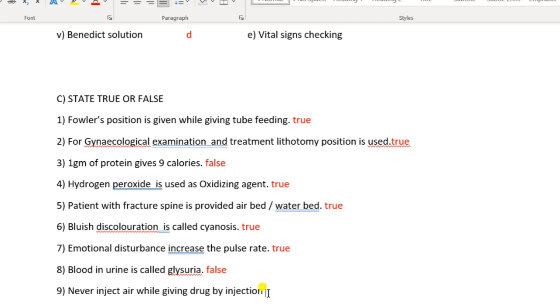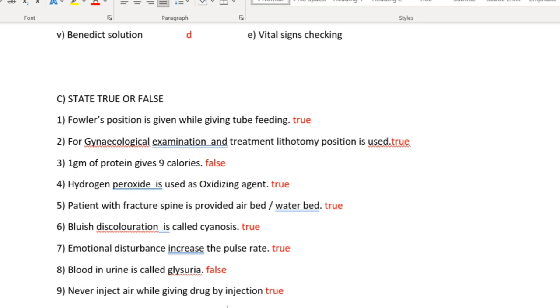Then question number 9. Never inject air while giving a drug by injection. Yes, this is a true statement. If, while giving an intravenous injection, we push air, embolism can take place. So it is harmful.